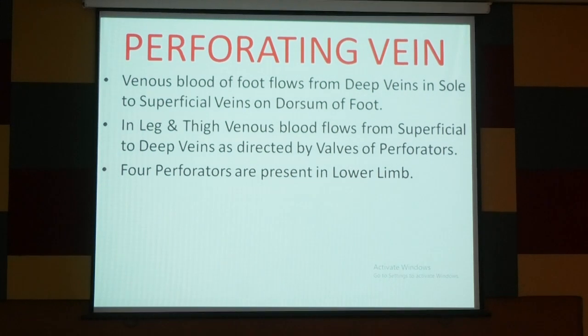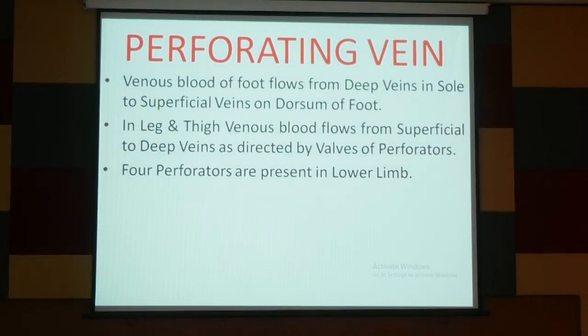Perforating veins. Venous blood of the foot flows from deep veins in the sole to superficial veins on the dorsum of the foot. In the leg and thigh, venous blood flows from superficial to deep veins as directed by the valves of the perforators, and 4 perforators are present in the lower limb. You correlate the previous picture with this description.